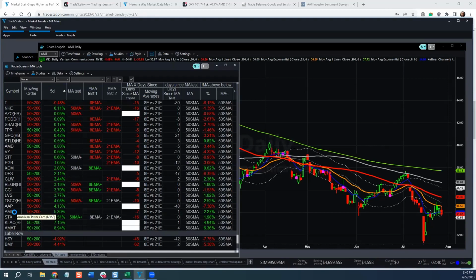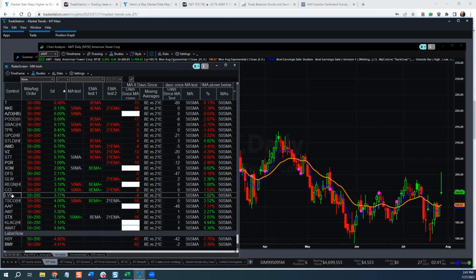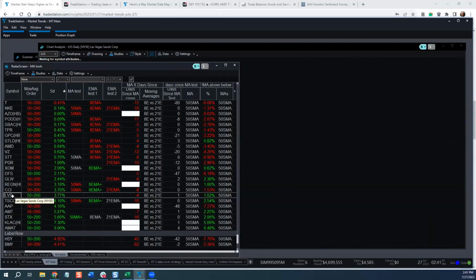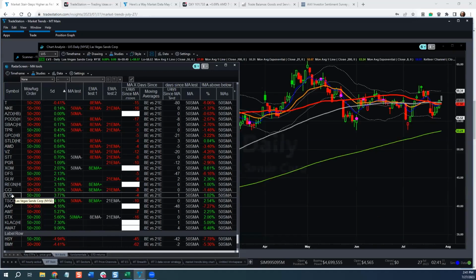I'm looking at some of these other signals here. Let's look at Las Vegas Sands. This one has really been a dog. It had a failed breakout earlier in the year.